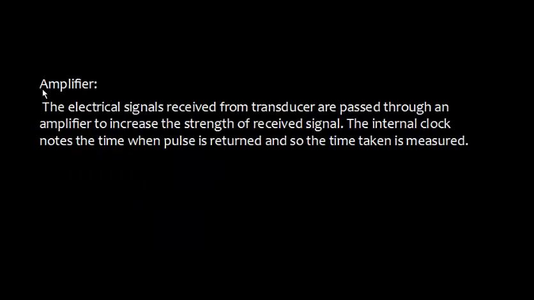The next part is the amplifier. The electrical signals received from the transducer are passed through an amplifier to increase the strength of the received signal. The internal clock notes down the time when the pulse is returned, and so the time taken is measured.